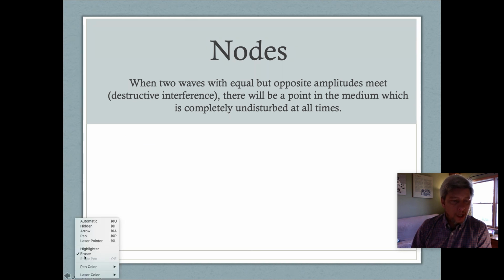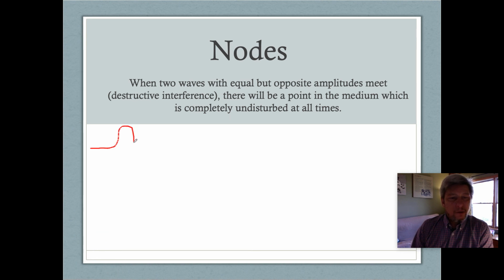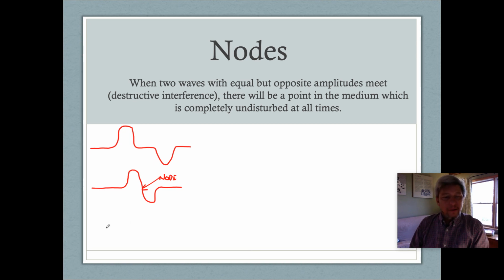Okay, let's try this again. Let's say that we have this wave going this way and this wave going this way. When they come together at this point, okay, this point right here is what we call the node. And if you watch this point, it will not move at all. Now, this is kind of hard to draw, but I'm going to draw one wave on top. I'm going to draw another wave on the bottom.